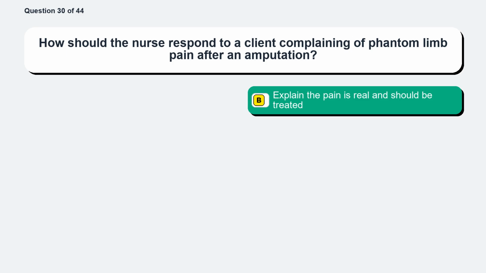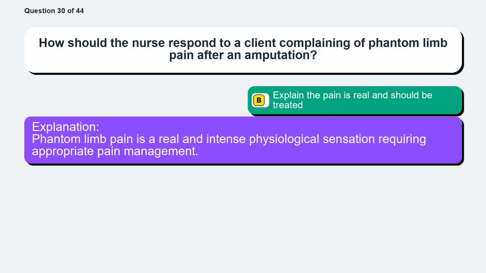The correct answer is option B, explain the pain is real and should be treated. Phantom limb pain is a real and intense physiological sensation requiring appropriate pain management.